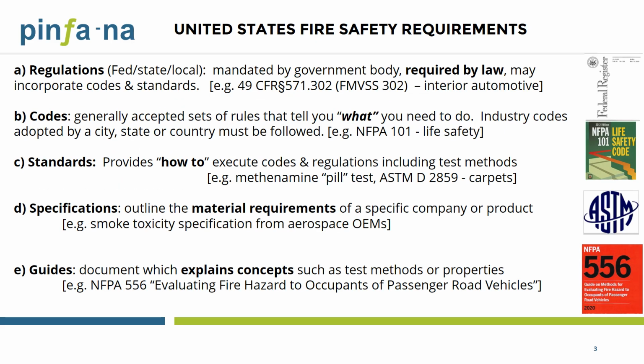Many fire safety requirements are commonly referred to as regulations, codes, standards, and specifications. These terms are sometimes used loosely or interchangeably, so I'd like to make some clarification here, and we'll use some US-related examples. Regulations are mandated by government and required by law. For example, FMVSS 302 is the flammability of interior automotive material required by the US federal government.